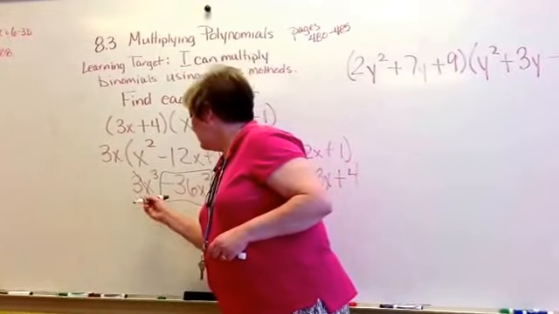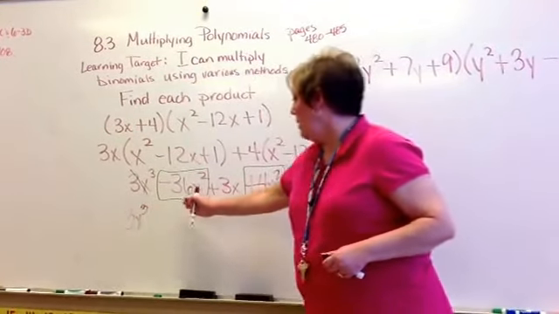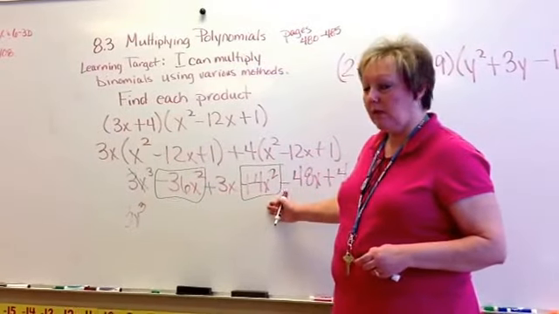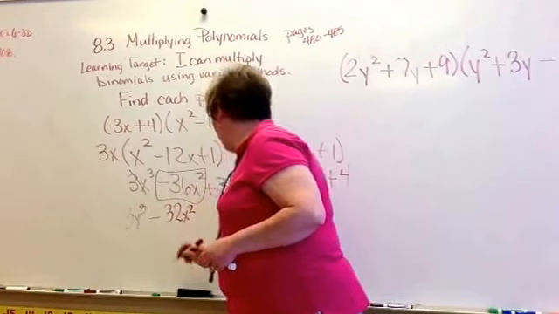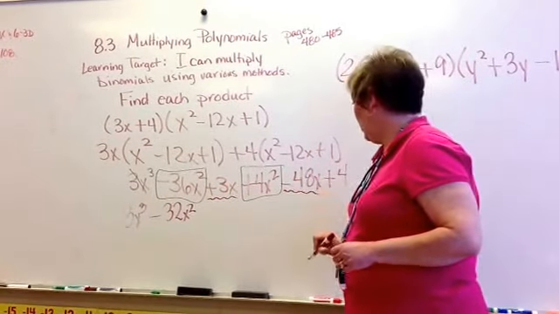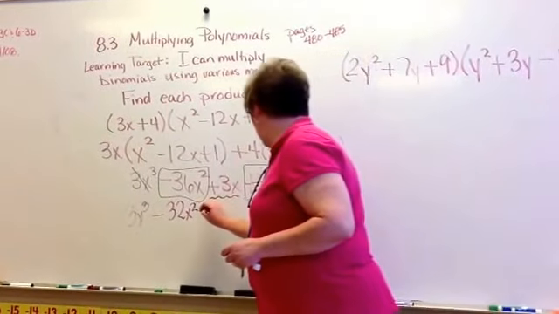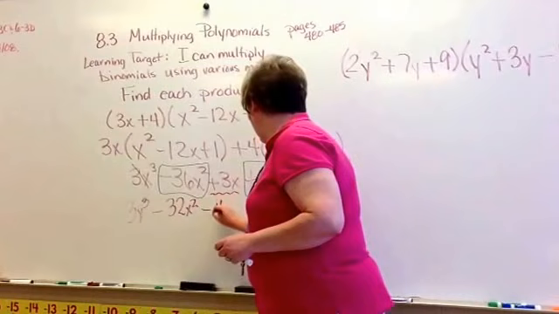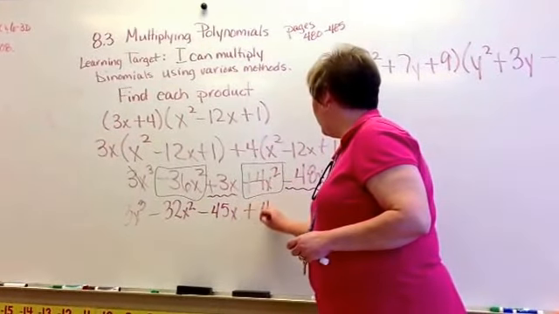We had said 3x to the third power, and we were combining like terms here. So that would be negative 32x to the second power. We have another pair of like terms here. Subtracting those, different signs subtract. So we have negative 45x plus 4.